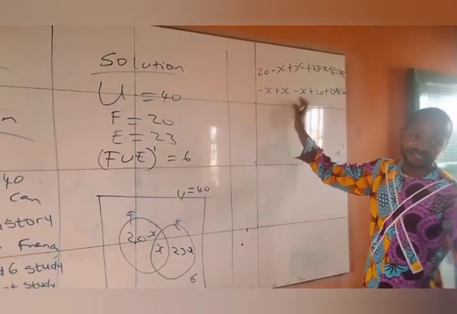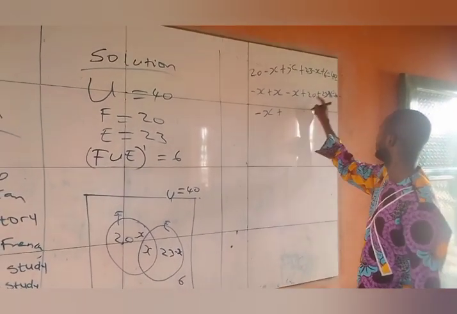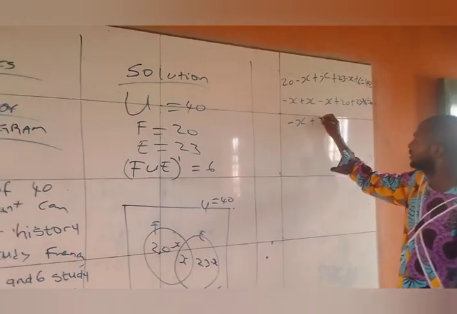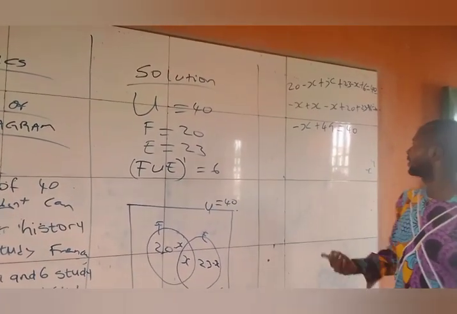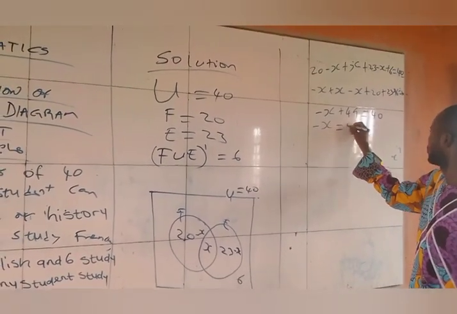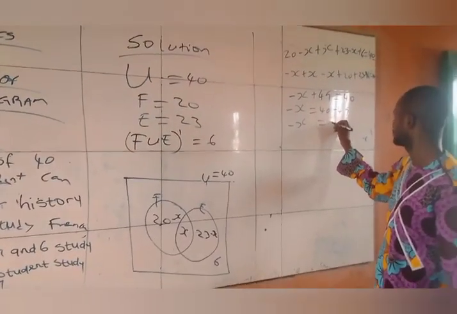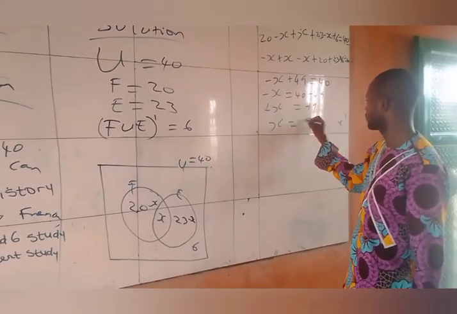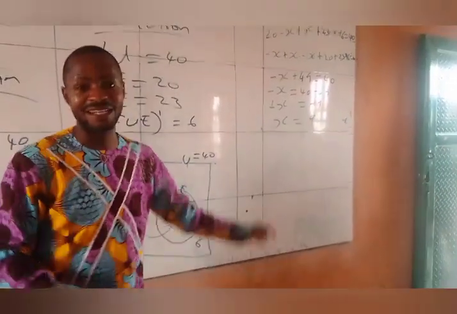Minus X plus X is 0, right? Then here we have minus X plus 20 plus 23 plus 6. Let's add it together. That is going to give us 43 plus 6, that is 49, all equal to 40. So let's collect like terms. Take the 49 to the other side. Minus X is equal to 40 minus 49. Minus X is equal to what? Minus 9. So minus cancels minus, and X is equal to 9. So the number of people that are studying both French and English is 9.